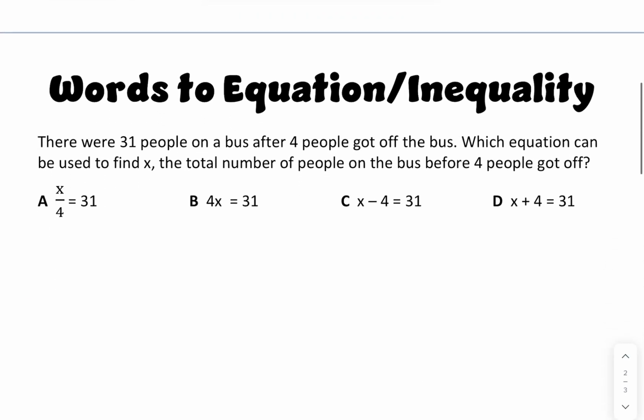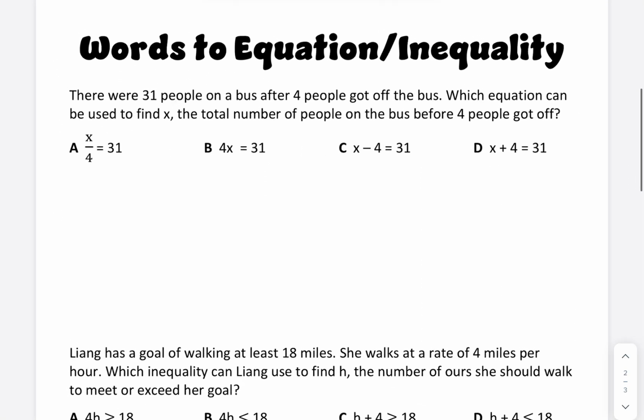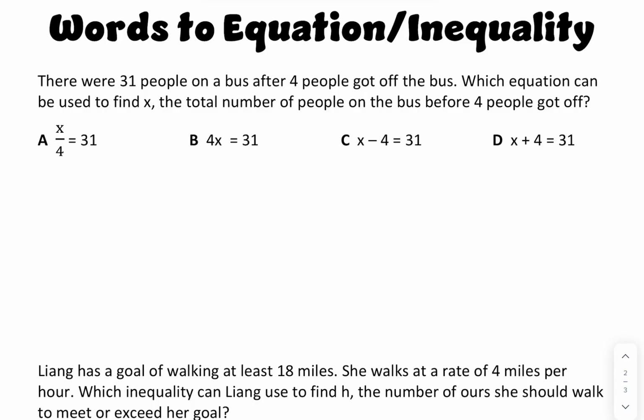All right, and let's go ahead and go inside. So if you look here, we're going to start with words, and then we're going to go to the math problem. So they're going to give us a situation, and we have to figure out what's happening. So there were 31 people on a bus after 4 people got off the bus. Which equation can be used to find X, the total number of people on the bus before 4 people got off? So let's go back through and kind of think about this.